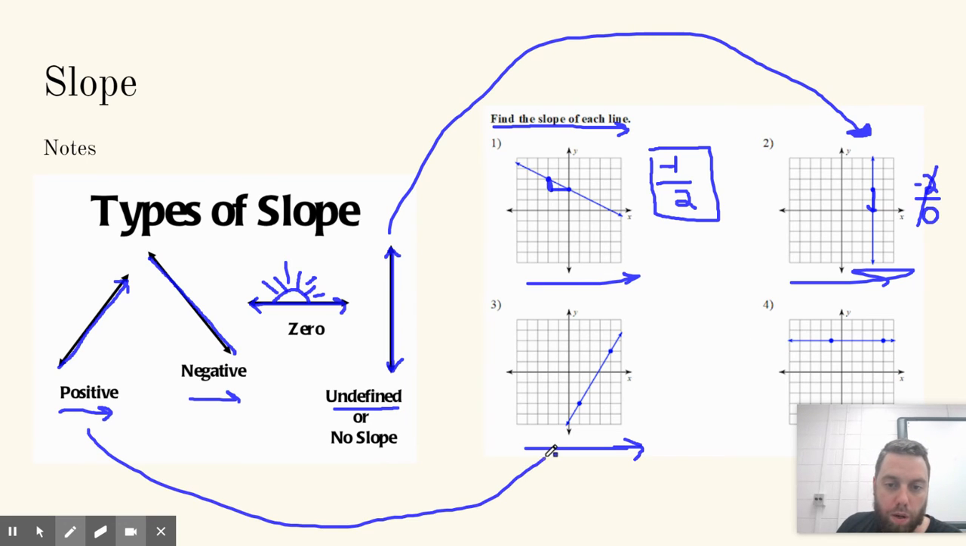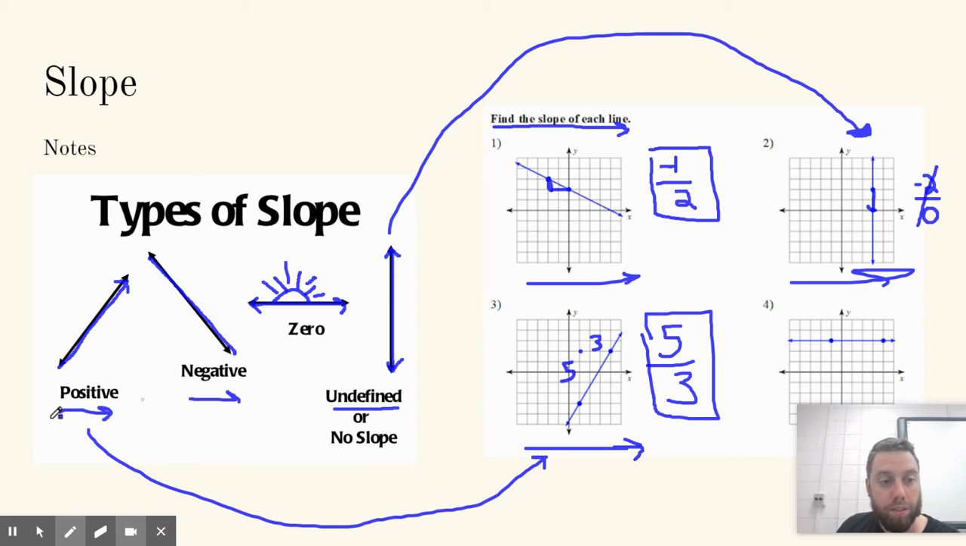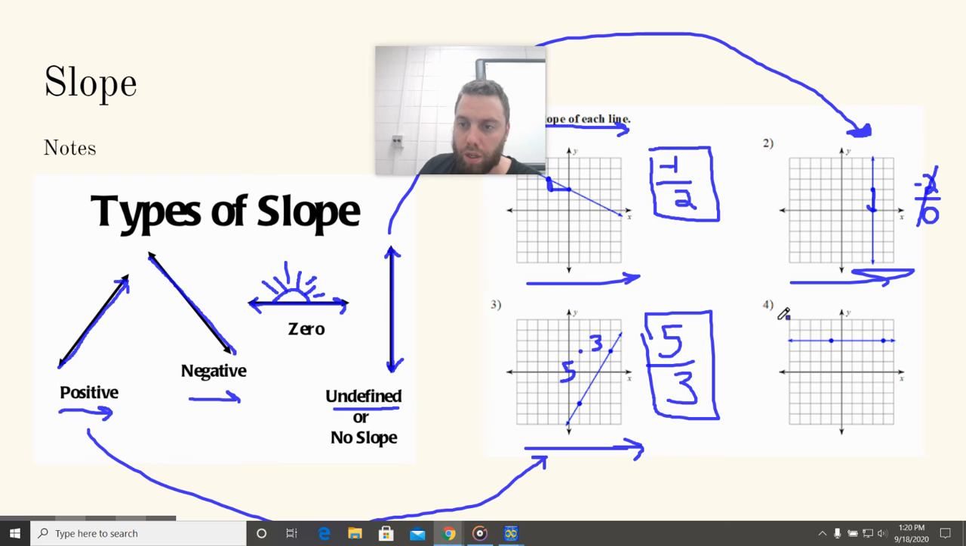Now we notice this one is a positive slope. We start at the point on the left, and we go up 1, 2, 3, 4, 5. So we go up 5, and we go over 1, 2, 3. 3 boxes over. So our rise is positive 5, and our run is 3. 5/3. Unsurprisingly, this is positive. Positive slope, positive slope.